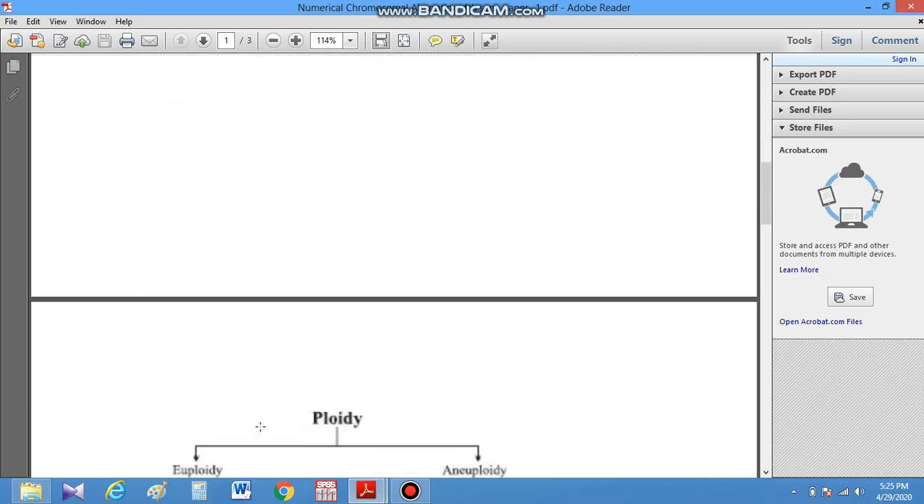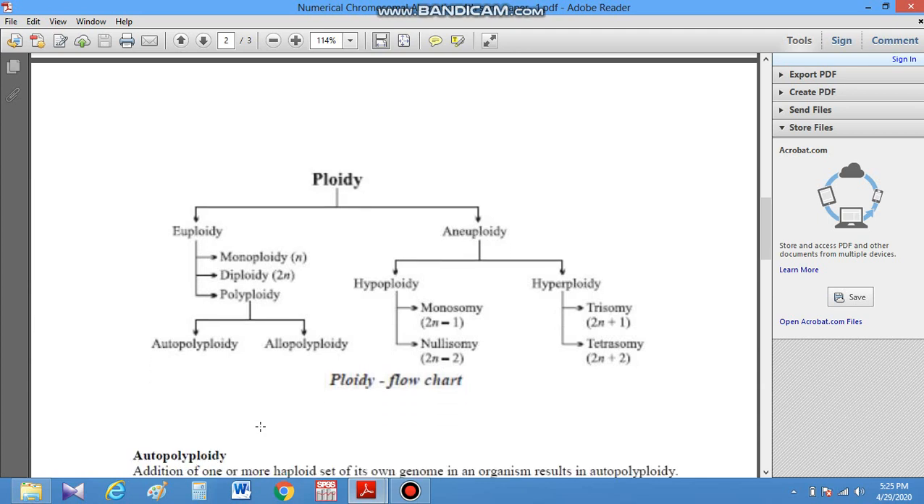We can see here in this chart that ploidy is of two types, euploidy and aneuploidy. Euploidy means that the organism possesses one or more full sets of chromosomes. It is of three types: monoploidy, diploidy and polyploidy. In monoploidy, there is a single basic set of chromosomes, represented by X, and in diploidy, there are two haploid chromosome sets, and in polyploidy, more than two haploid sets of chromosomes are there.